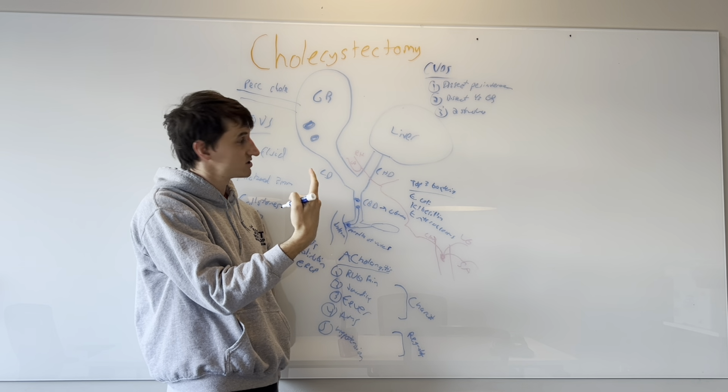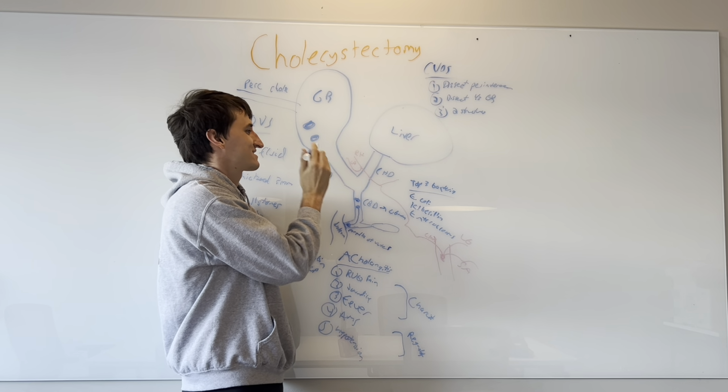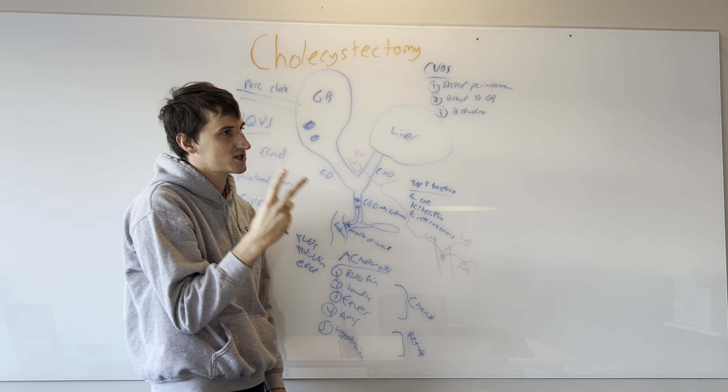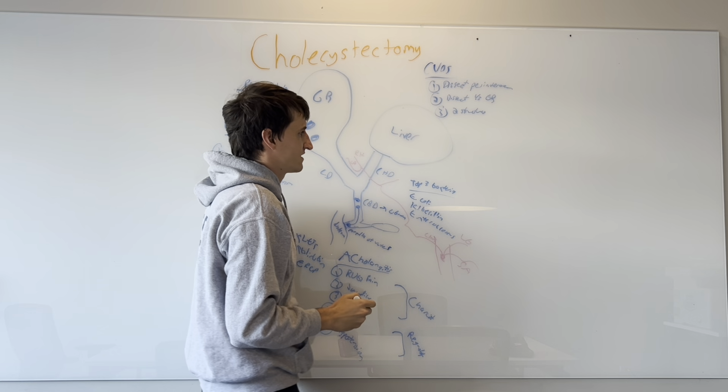And what are those structures? Of course, it's the cystic duct, not the common duct. Cystic duct and cystic artery. Those are the 2 structures you're going to clip before you take off the gallbladder. That's how you get the critical view of safety.